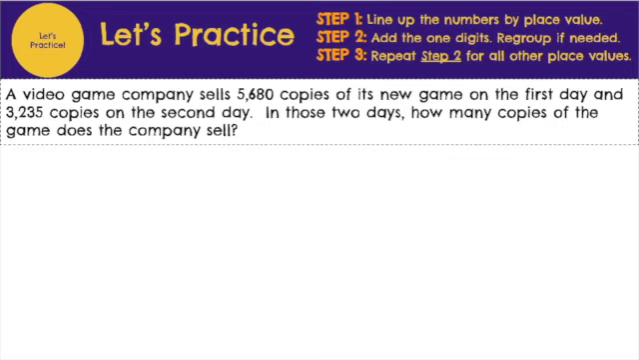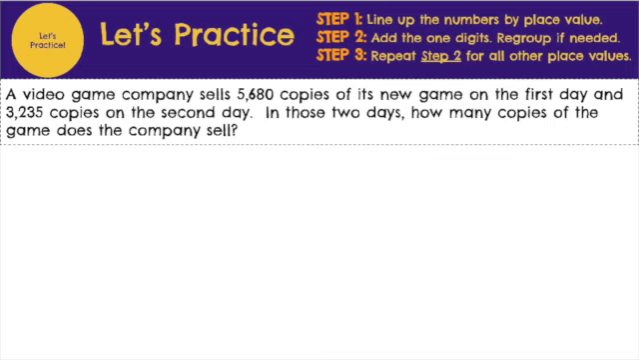Here's a problem. A video game company sells 5,680 copies of its new game on the first day and 3,235 copies on the second day. In those 2 days, how many copies of the game does the company sell? Go ahead and pause the video and try to solve the problem. When you're ready to check your answer, hit the play button and see if you're correct. Are you ready to see if you're right?